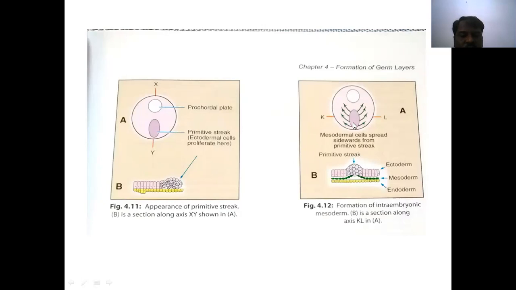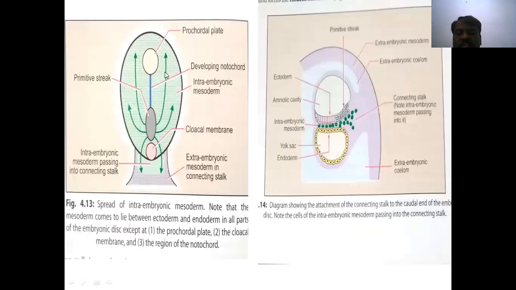From the primitive streak, the mesoderm layer cells proliferate and push towards the cranial side, except the procordal plate. This formation of the three germ layers, ectoderm, mesoderm, and endoderm, is known as gastrulation. Here we also see how this third layer, the mesoderm, is spreading towards the procordal plate, except this central axis, towards the cloacal membrane.